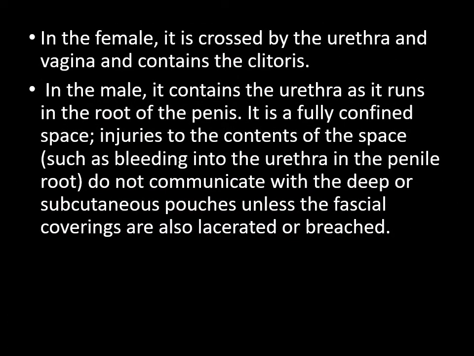So in the female, it is crossed by the urethra anteriorly and vagina and contains the clitoris. In the males, it contains the urethra, which is passing through the root of penis. Strictly speaking, it is passing through the bulbospongiosus, which is present at the midline of the superficial perineal pouch. So it is a fully confined space. So injuries to the contents of the space, such as bleeding into the urethra in the penile root, do not communicate with the deep or subcutaneous pouches unless the fascial coverings are also lacerated or breached.